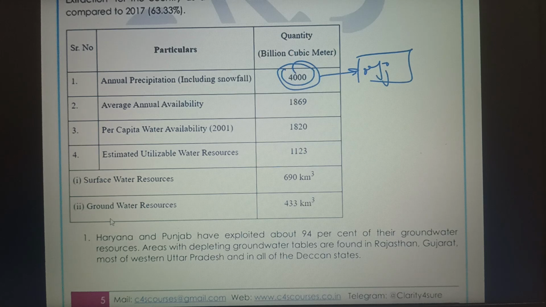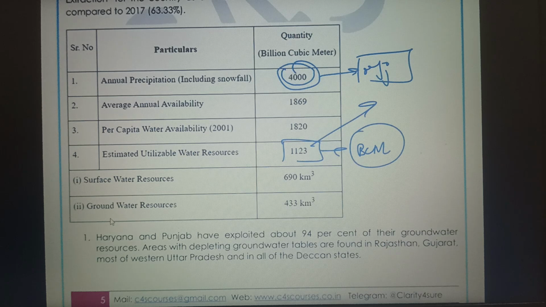The next data that you need to remember, this has become old, we'll see the new data. What is the estimated utilizable water resources available? That is 1123 BCM. Out of this 4000, the utilizable water resources is 1123 BCM. Now this 1123 BCM is divided into surface water resource and groundwater resource. Why are we reading this statistics? Because we have started our study with two things, our surface and subsurface.